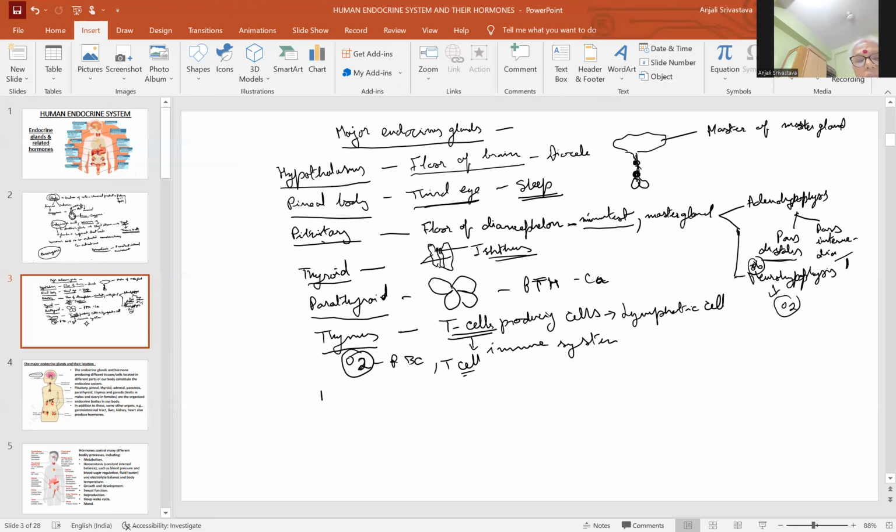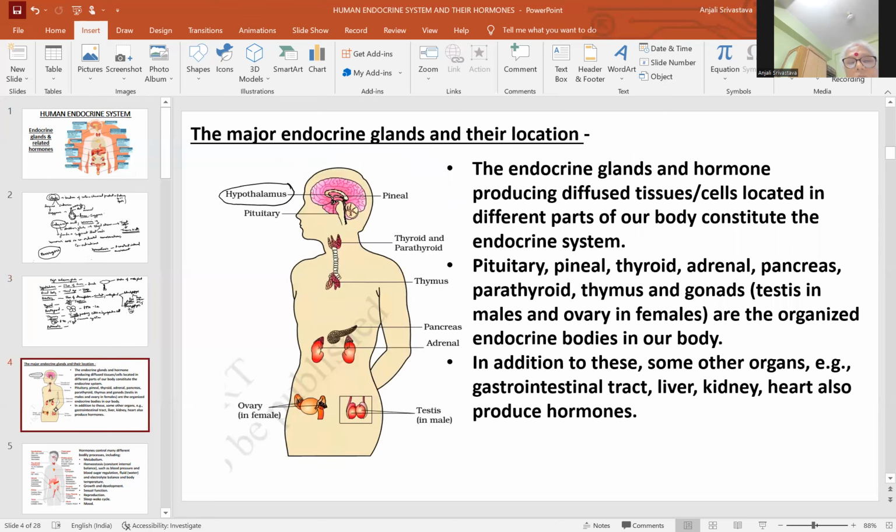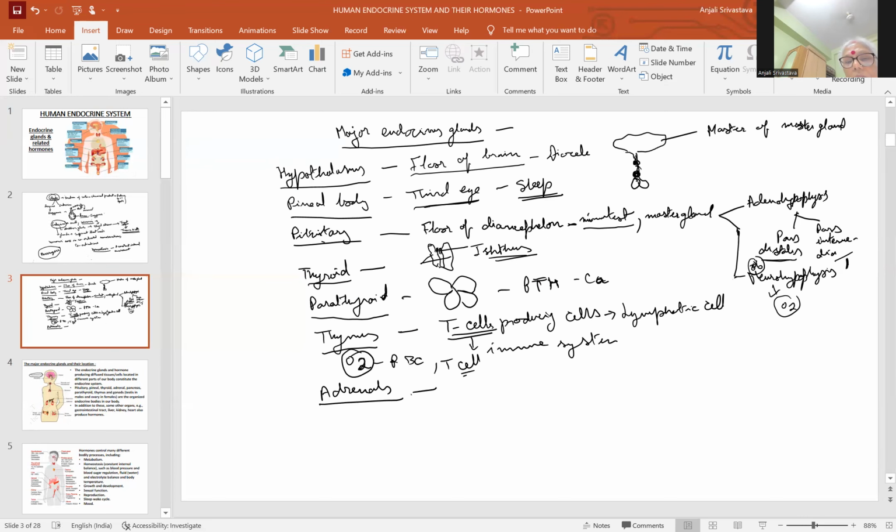Then comes the adrenals. Adrenals are the largest paired glands, situated just above the kidneys. This is the kidney, this is the adrenal. They are formed of a histological layer of cortex and medulla. The external part is the cortex and the internal or central part is the medulla, and both of these secrete different hormones altogether.